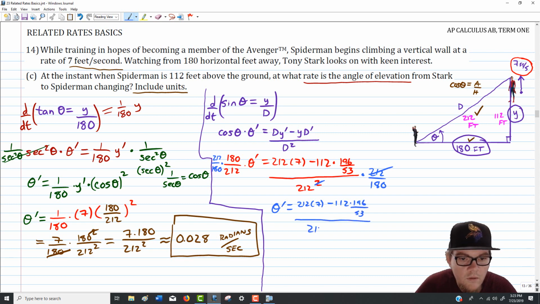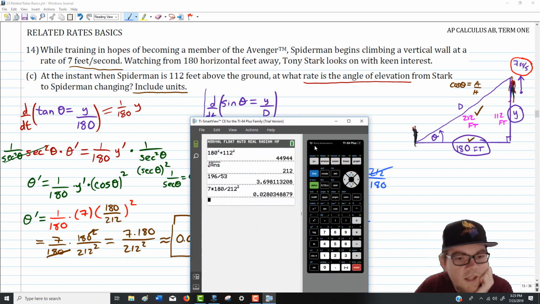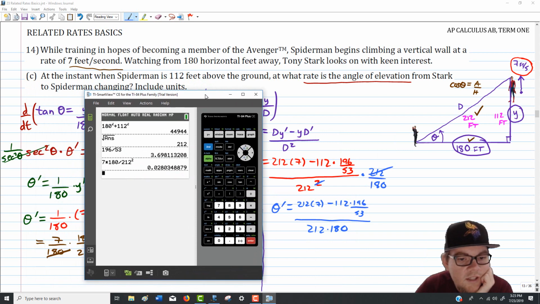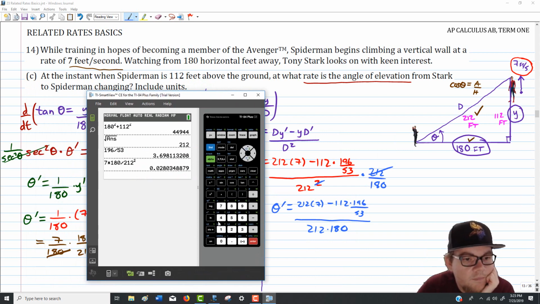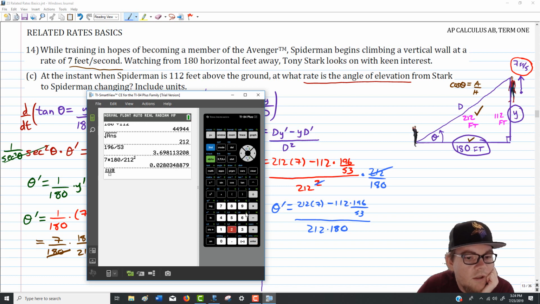Let's see, 212 times 180. And then the magic part is if we put this in the calculator, we should get exactly the same number we did before. So math fraction 212 times 7, minus 112 times 196 over 53, all divided by 212 times 180.